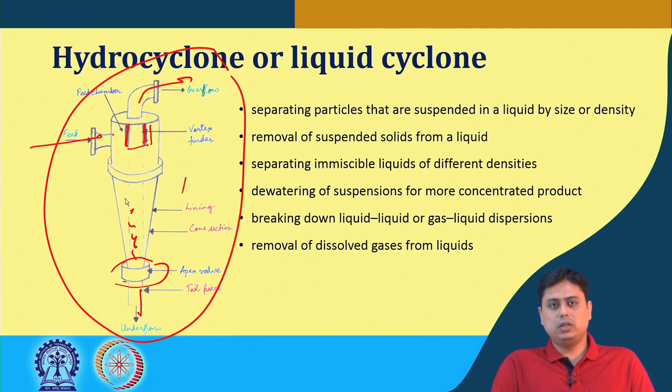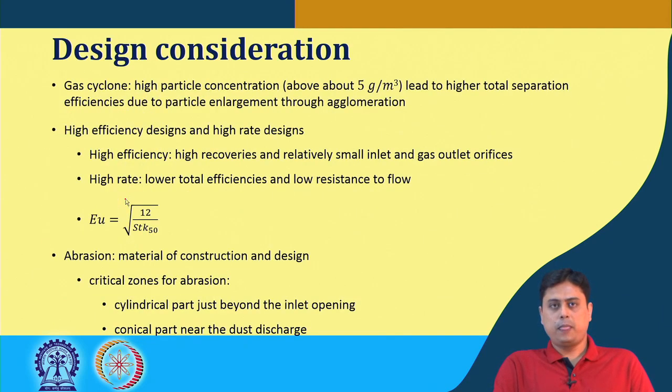Now when it comes to the design of these cyclone separators, there are some guidelines which we have listed here. We will quickly go through this. Some of the things here are logical, and a few we have already discussed. For example, for the gas cyclone, we mentioned that in case of high particle concentrations, that is above 5 grams per meter cube, it leads to higher total separation or higher efficiency due to the particle enlargement that can happen due to the agglomeration of the particles.